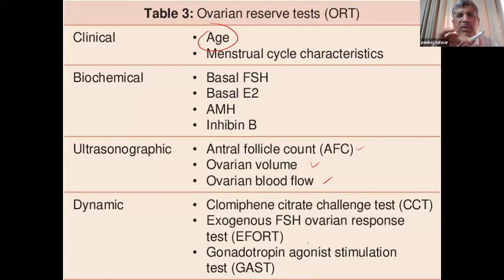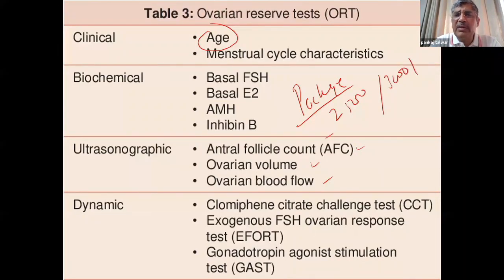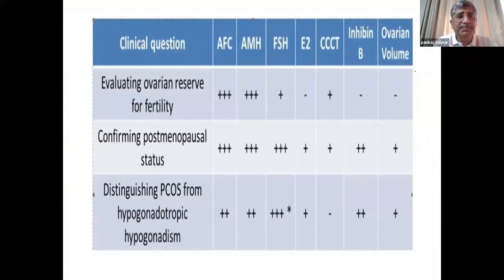What I want to learn today is what is important. Should we look at all these things? Now, all the companies give us a package, and we buy that package for say rupees 2,500 or 3,000 and do a lot of tests for the woman. Are they beneficial? This is what we want to learn today.